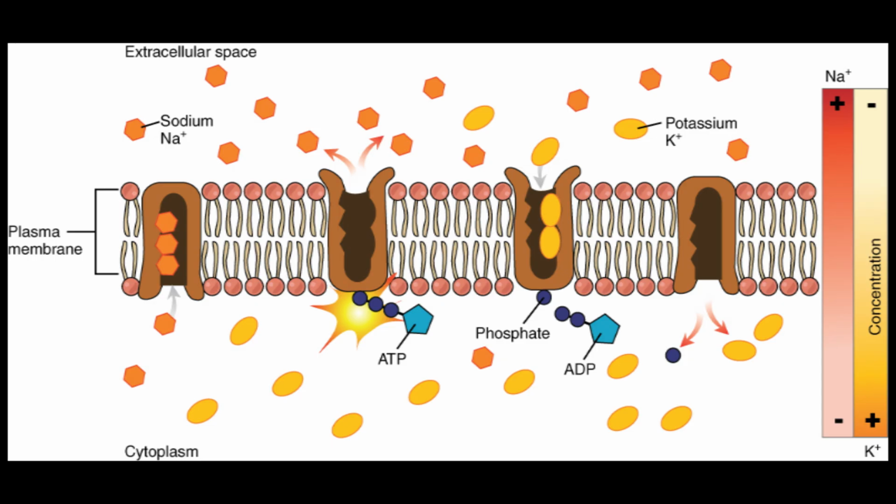The transport of solutes against a concentration gradient requires energy and is termed active transport. One of the most important mechanisms of active transport is the so-called potassium-sodium pump, which maintains a low concentration of sodium ions and a high concentration of potassium ions in the cytoplasm.